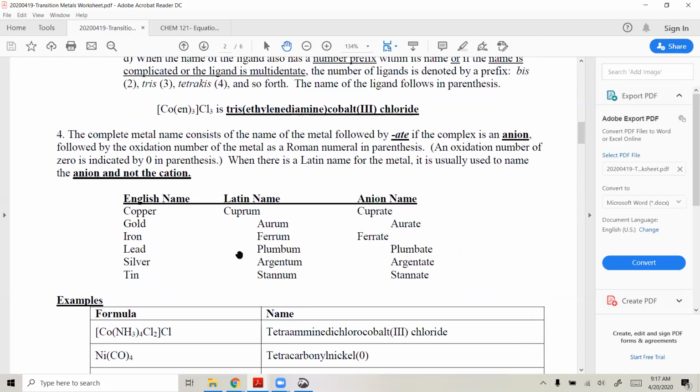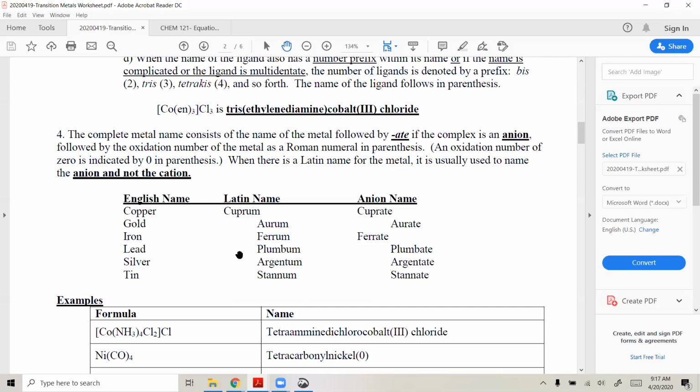The other part is there are some metals where when we give their names, we're not going to give them in the common names that we know them from. We're going to give them in the names that the elemental symbols are based off of. And so what you want to pay attention to with your metals is that if the complex is an anion, then we're going to end them all with -ate. If not, we can just end them like usual.